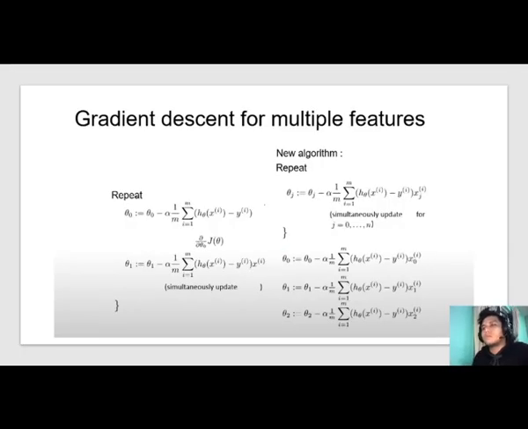Today I will explain about feature scaling and gradient descent. So this is the command to obtain the update for theta 0, theta 1, theta 2, examples of different features.